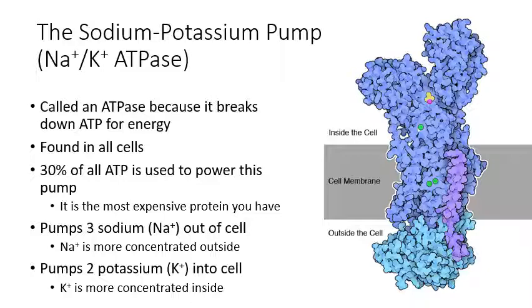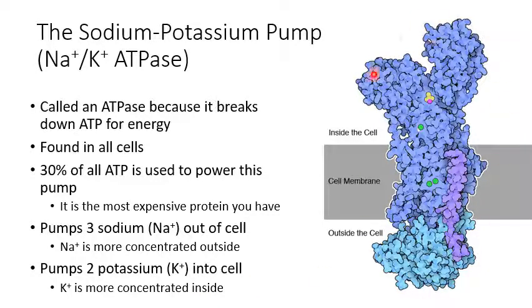So when you're taking sodium ions from the inside of the cell to the outside of the cell, that means you're pumping them up against their concentration gradient because you have more sodium on the outside. For potassium, it's the other way around. You have more potassium on the inside. So, when you're taking potassium from the outside and putting it inside, then you're pumping it up its concentration gradient.